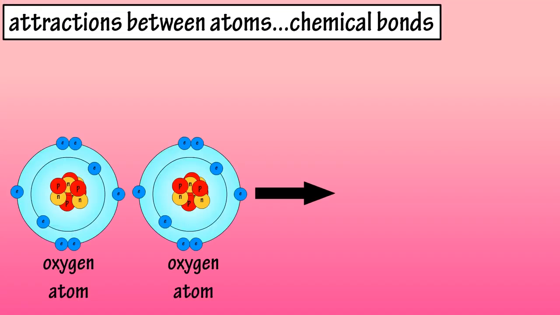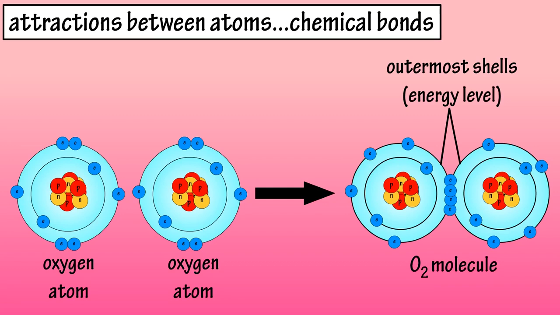Chemical bonds. The interactions of two or more atoms mainly occur at the outermost shell or energy level. The consequence of these interactions results in a chemical reaction.